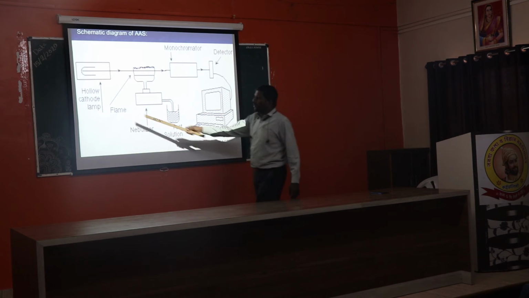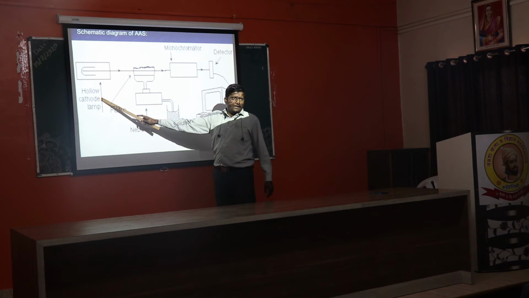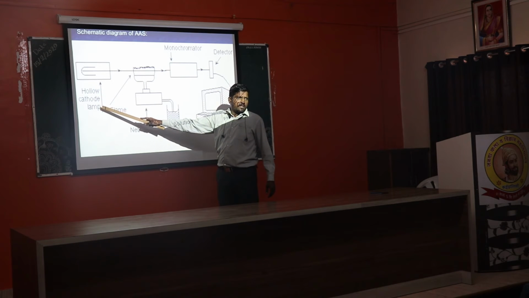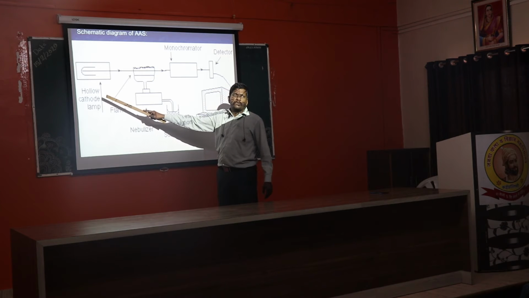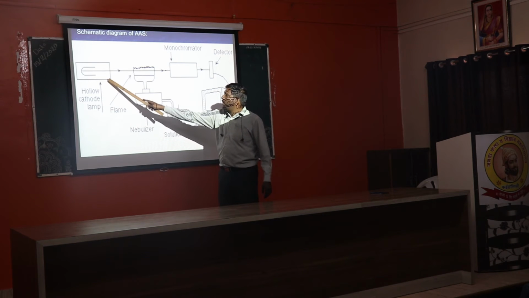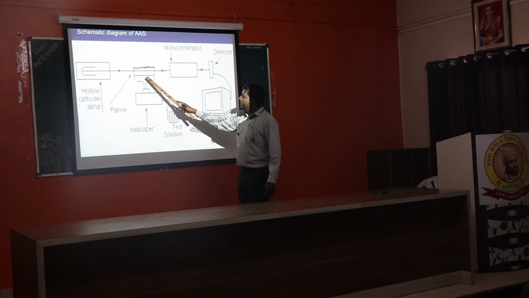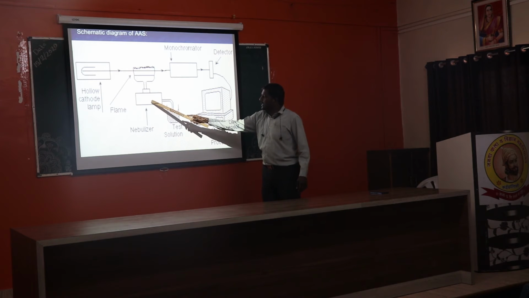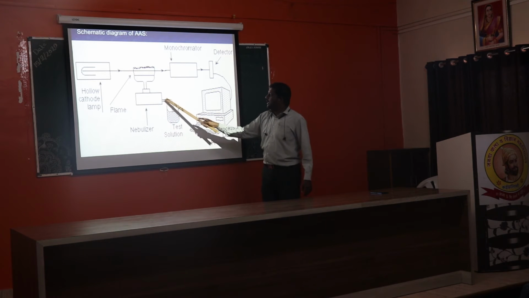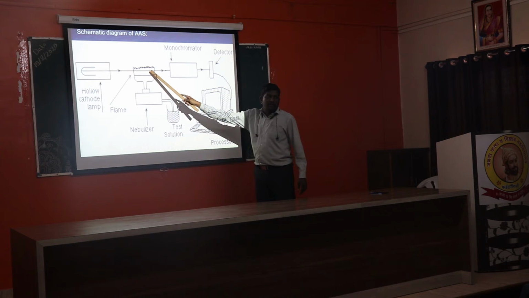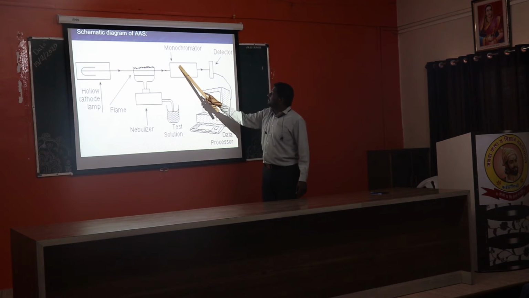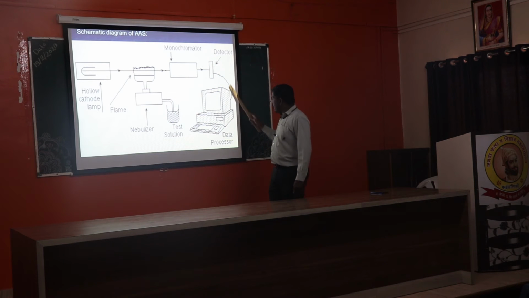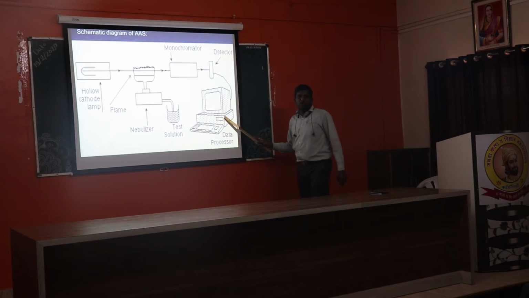See here, you know the hollow cathode lamp. Many times a question is asked in the exam about the hollow cathode lamp: write a note on the hollow cathode lamp. Here is the hollow cathode lamp, here the nebulizer, the test solution here, and there is a flame. Thereafter the monochromator, detector, and lastly the data processor. Through this data processor we come to know what the answer is.